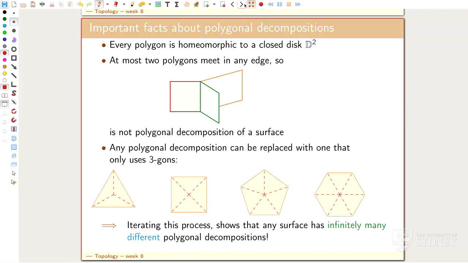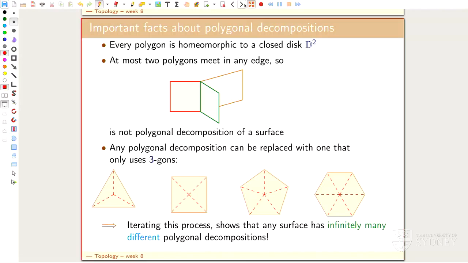Right? So we can somewhat, if we want to, cut the surface into many, many different pieces and kind of make the pieces themselves easier, if we want to. And we get different polygon decompositions of the same surface. We'll see some of them.